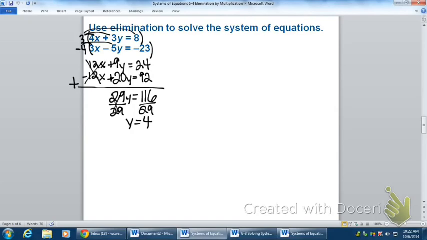Okay, you can substitute that 4 in for y into either one of those equations, all 4 of them. You could do the original one, or you could do the ones that we just made up when we multiplied each one by a negative 3 or a 4. Okay? Let's do the top equation. 4x plus 3y is equal to 8. Okay? So I'm going to substitute in 4 for y.